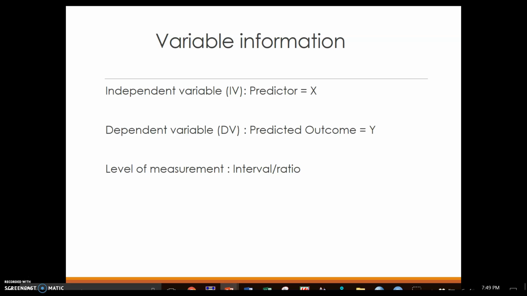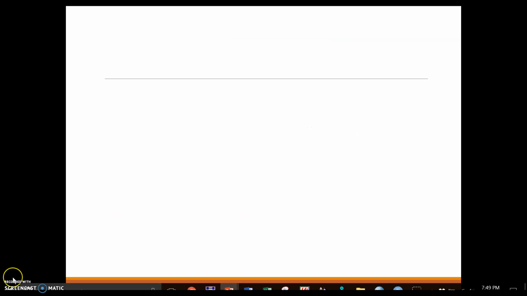So here's your need to knows. Independent variable, this is our predictor variable, this is x. Dependent variable, this is our predicted outcome, this is y. Also make sure you know what beta 0 and beta 1 mean. And of course, remember that our level of measurement has to be interval or ratio, so we need them to be continuous variables. Next, we'll look at how to do this in Excel.